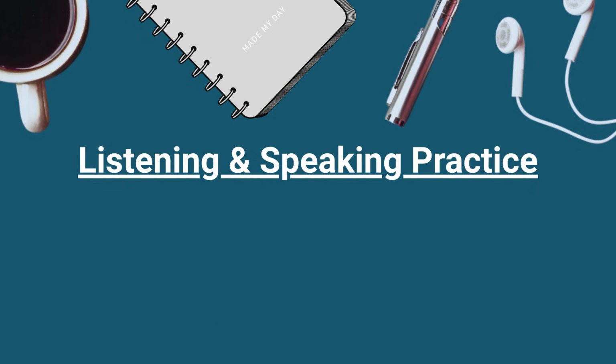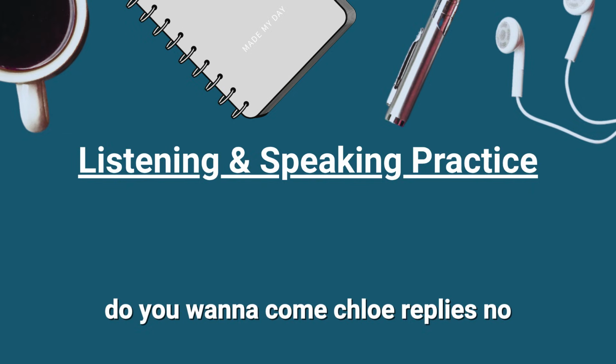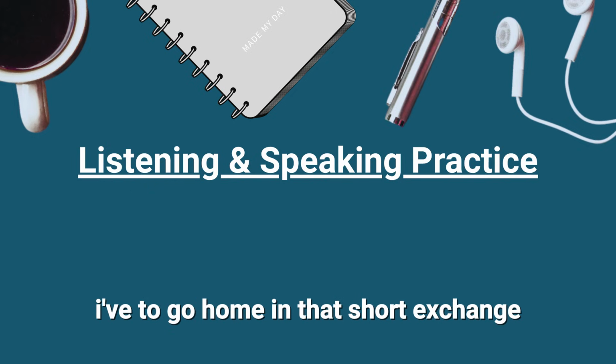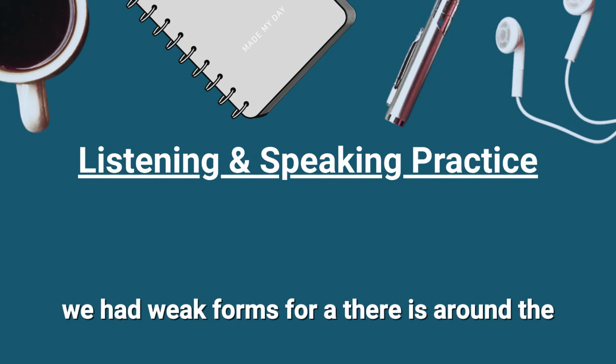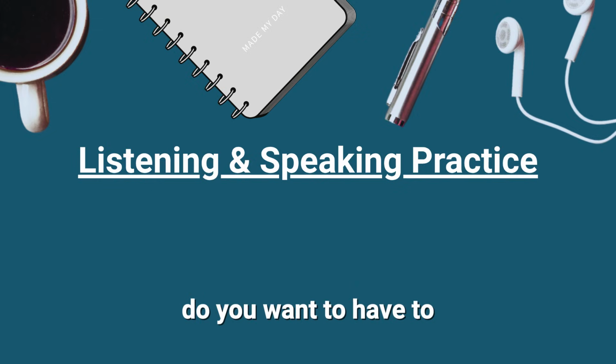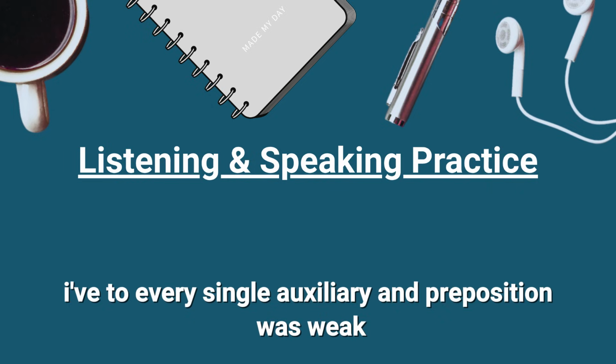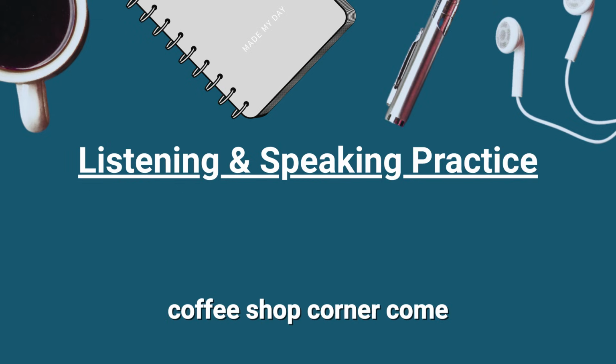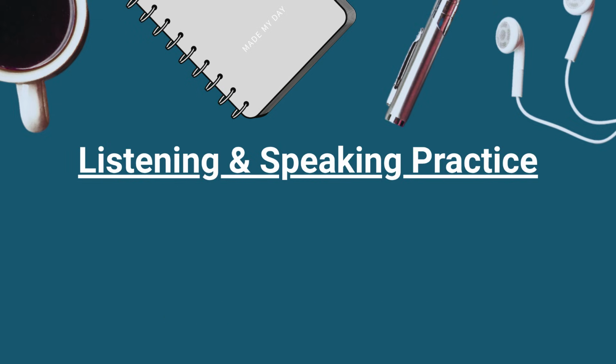Ben asks, "Do you want to come?" "Do ya want to come?" Chloe replies, "No, I have to go home." "No, I've to go home." In that short exchange, we had weak forms for A, there is, around the, do you, want to, have to, I've to. Every single auxiliary and preposition was weak. The strong words were need, coffee, shop, corner, come, go, home. That is it. 7 strong words.